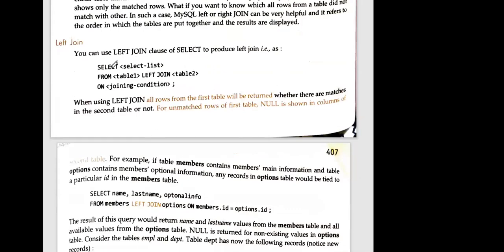First of all, the syntax: SELECT, then the names of all the columns, then FROM table 1. Now this is your first table. So first this table will be shown completely, then LEFT JOIN table 2. Now whatever matching information of table 1 was there will be shown from table 2. The remaining information will be filled with the null value. Again I am repeating, this first table will be shown completely, whereas from the second table only the matching information will be shown, and all the remaining rows will be filled with null values.